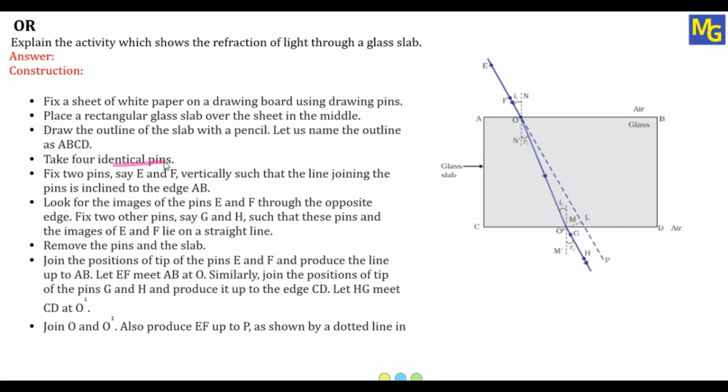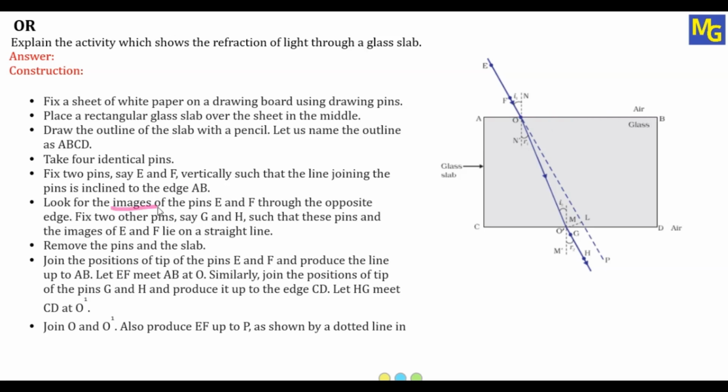Take 4 identical pins. Fix 2 pins, say E, F, vertically, such that the line joining the pins is inclined to the edge AB. So we fix one pin vertically to the surface, and fix the other in such a way that the line, if you join these two, is inclined like this and falls on the AB surface. Remember, it should not be straight like this. It should be inclined. So this is E and this is F. The line, if you join them, will be inclined and fall on this surface, which is called the AB interface.